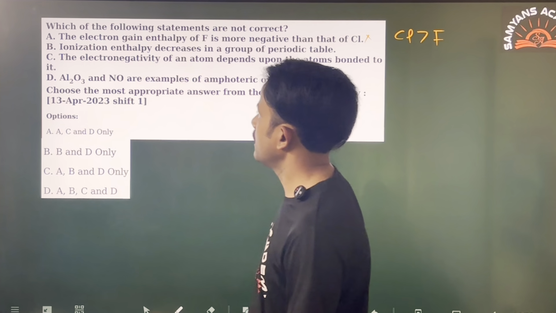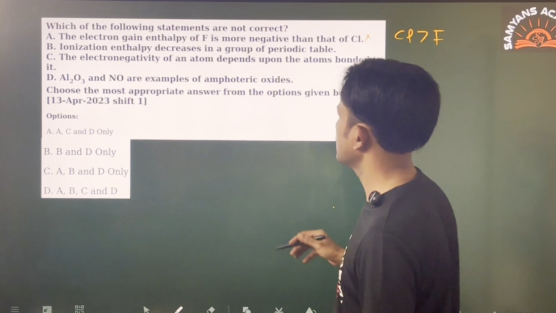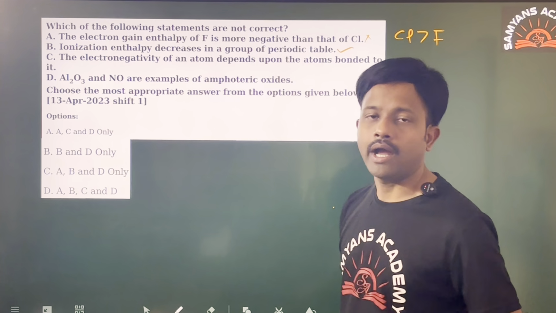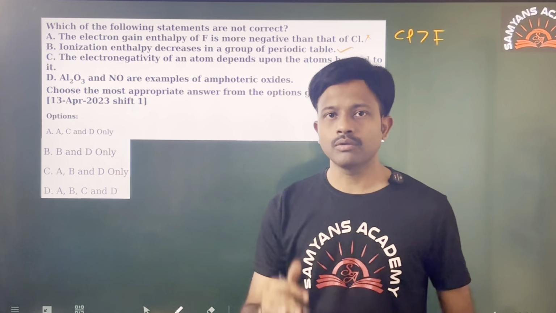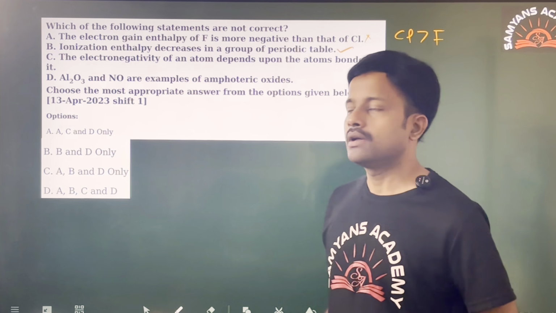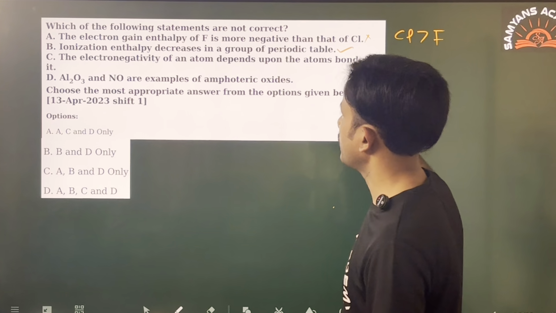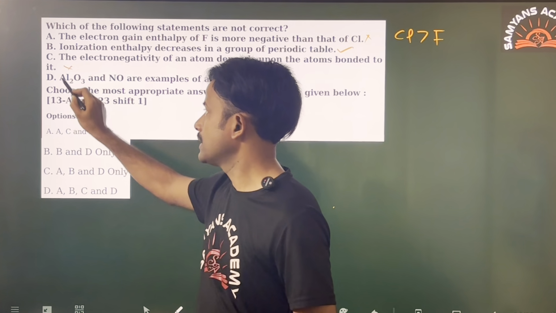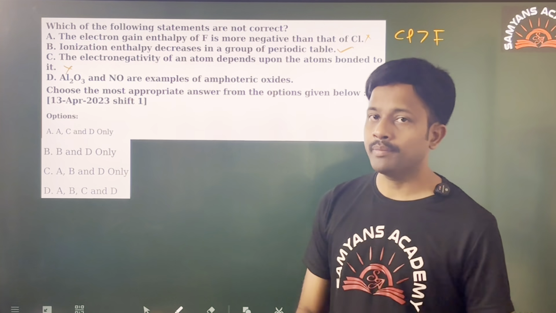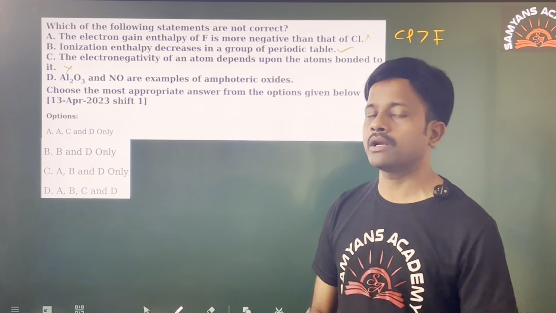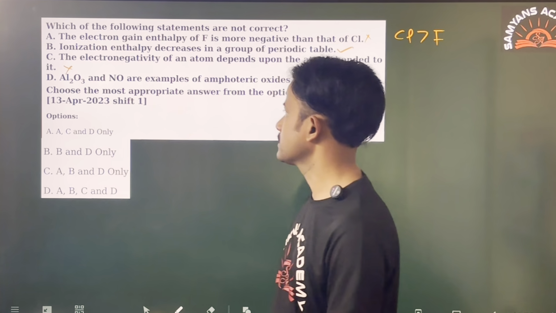And next one, the ionization enthalpy decreases in a group of the periodic table. Is it correct or not? Yes, it is correct. Ionization energy decreases down the group and increases across the period. Next, the electronegativity of an atom depends upon the atom bonded to it. No, it is not correct. The electronegativity of an atom depends on the size of the atom. If size decreases, electronegativity values increase.